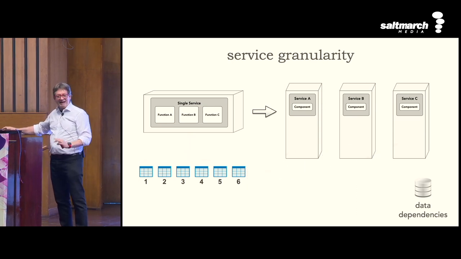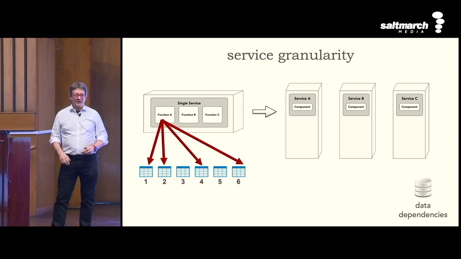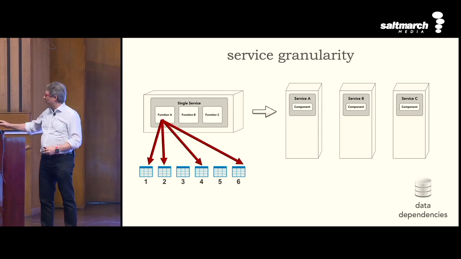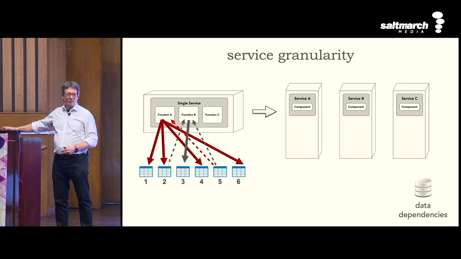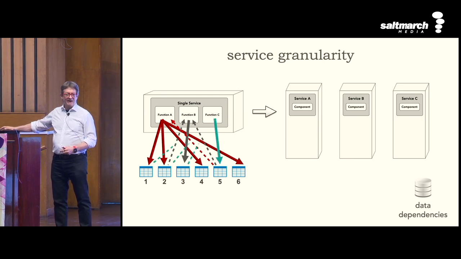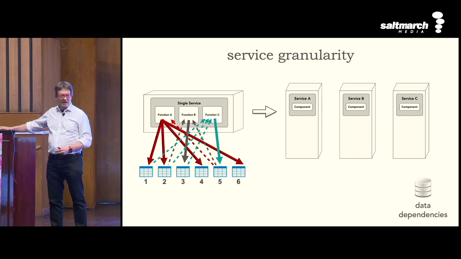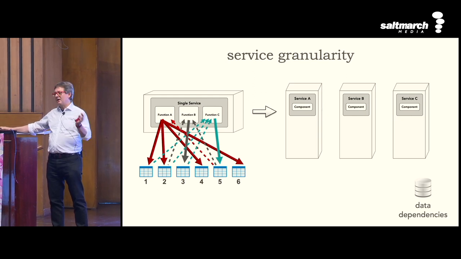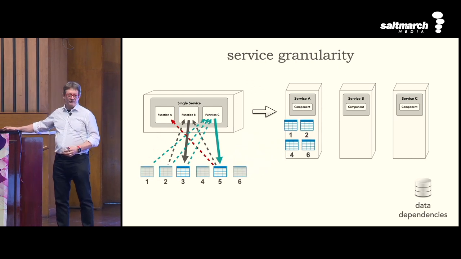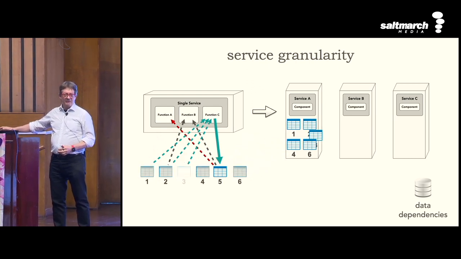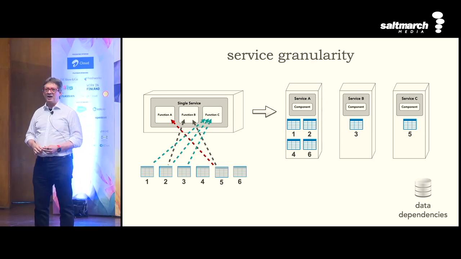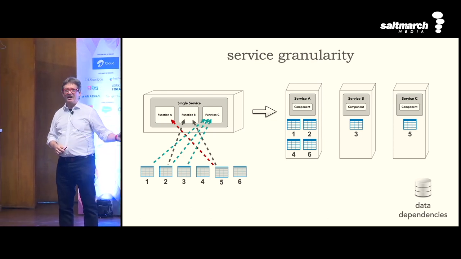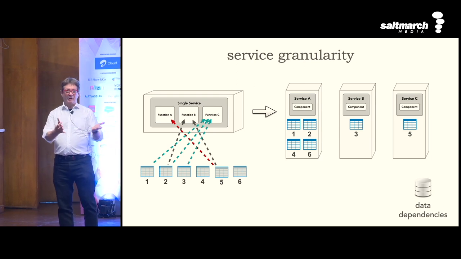So what I need to do is analyze who's talking to what. Well, it turns out that service A is writing to 1, 2, 4, and 6 and reading from table 5. B is writing to 3 and reading from 2 and 5. And C writes to 5 and reads from 1, 2, and 3. Okay, well, this is just a game of match. So we'll take all four of these and move it over to service A. We'll take number 3 and move it over to service B. And we'll take number 5 and move it over to service C, and we're all done. Congratulations. Wait a minute. There are still some lines left over. That's not good. I've got to figure out what to do with all these reads.